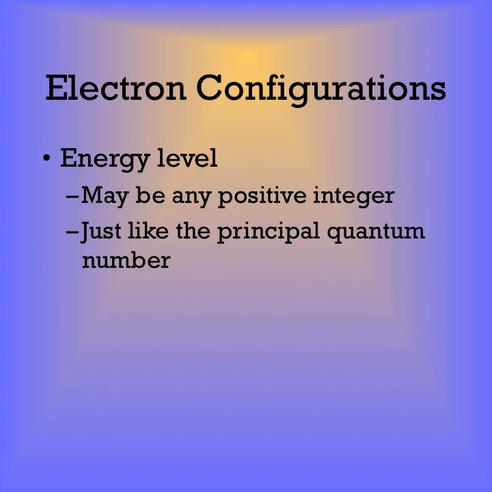The energy level for an electron configuration can be any positive integer. It is the same thing as the principal quantum number, or the n value. So 1 means first energy level, 2 means second energy level, 3 means third energy level, and the numbers are telling us respectively we're getting farther and farther away from the nucleus.